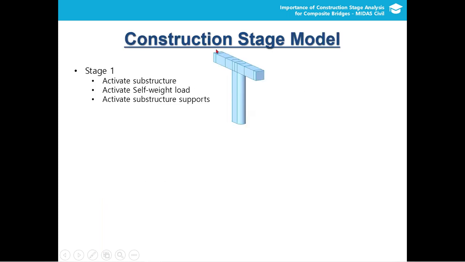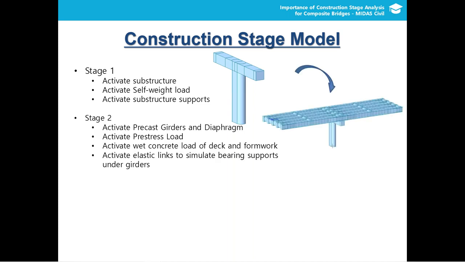So here we would understand how the construction stage analysis can be done. I'll be modeling a two span bridge with 22 meters of each span, representing five I girders spaced at 3 meters. That will be for each span. And our first construction stage would represent the activation of the substructure together with the self weight and the boundary conditions for the substructure. In the second construction stage, the precast beams would be added. And if there are any temporary support conditions or formworks to be considered, those can be done.